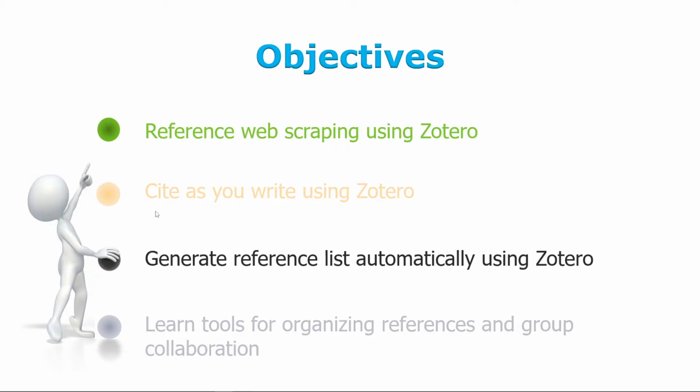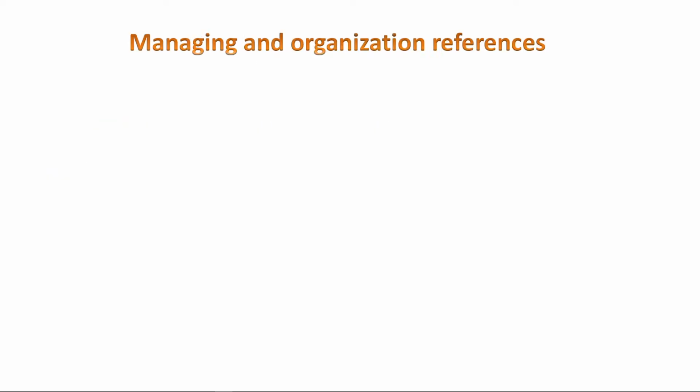for citation management. We will also see how to cite as you write using Zotero, and how to generate a reference list automatically using Zotero. So basically, you save your sources, you cite your sources, and you generate a reference list, which is a list of sources that you put at the end of your work. And then we will learn tools to organize references and group collaboration. I will skip the group collaboration part, but we will learn how you can use Zotero and other tools for organizing references.